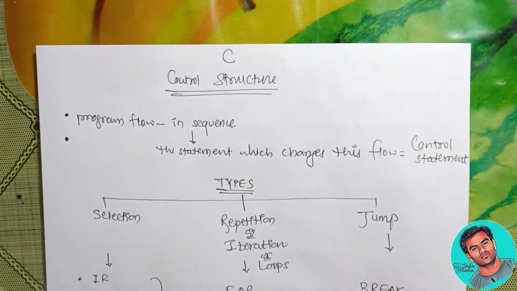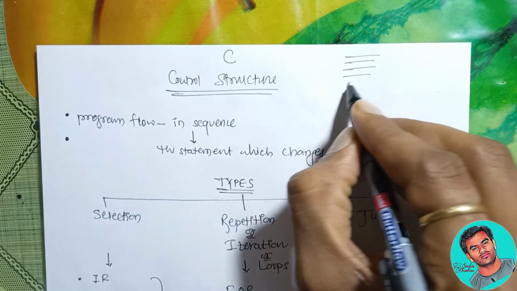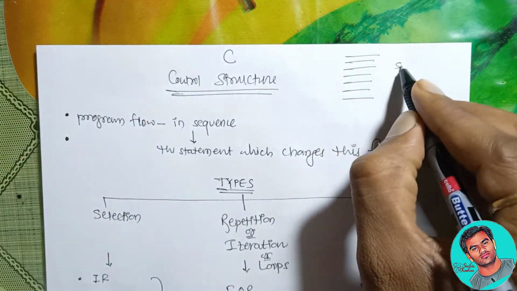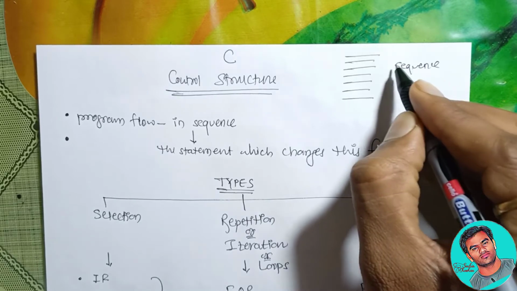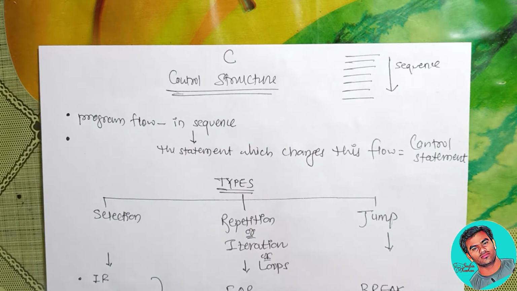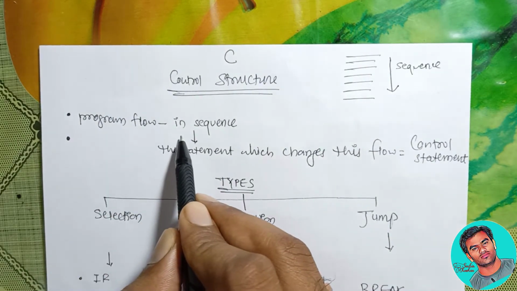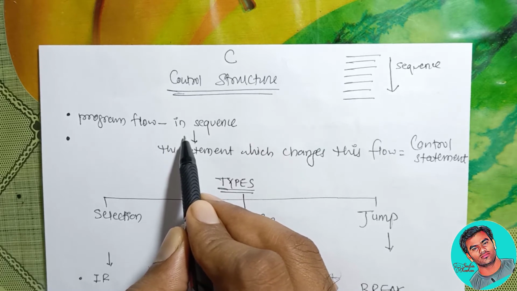Okay, so let's start with this point: a program has to be in a sequential manner. As the computer does not have its own brain, it needs certain kinds of structures available, and these structures are going to be executed in a sequential manner. So the program flow itself is a sequence of statements.